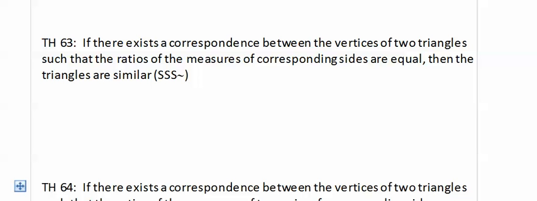Theorem 63 states, if there exists a correspondence between the vertices of two triangles such that the ratios of the measures of corresponding sides are equal, then the triangles are similar. And we can abbreviate this with side, side, side similar. Now again, you might notice that this is similar to the congruency of side, side, side, but it's important that we put the tilde sign to imply that it's similar and not congruent.